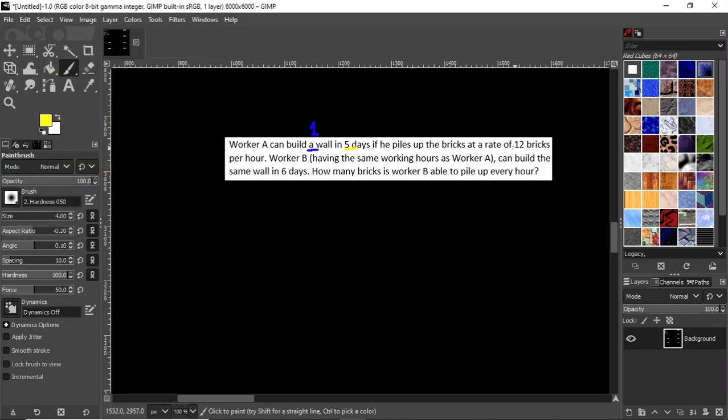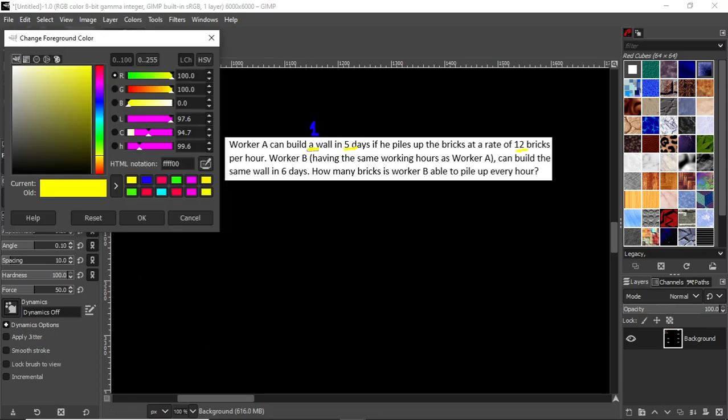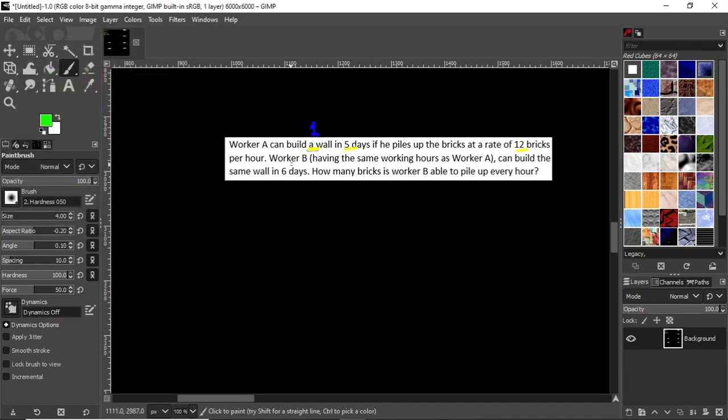Actually, I'll highlight all the numbers, that's a good idea. So 5 days and 12, and I'll do this in yellow also. So that's for worker A. For worker B, can build the same wall, the same one wall, in 6 days. So the question is, how many bricks is worker B able to pile up every hour? So basically they're asking for the rate.